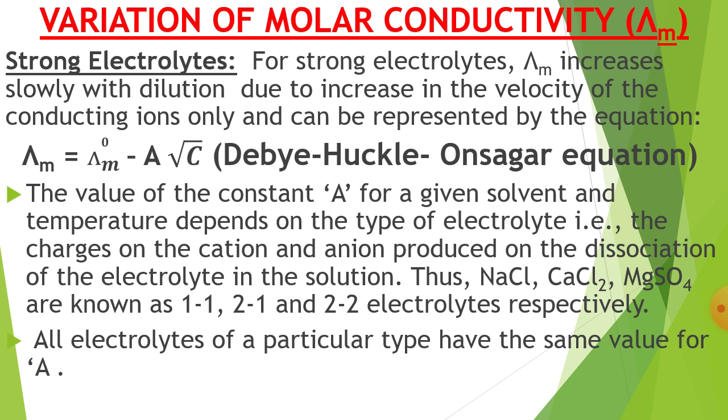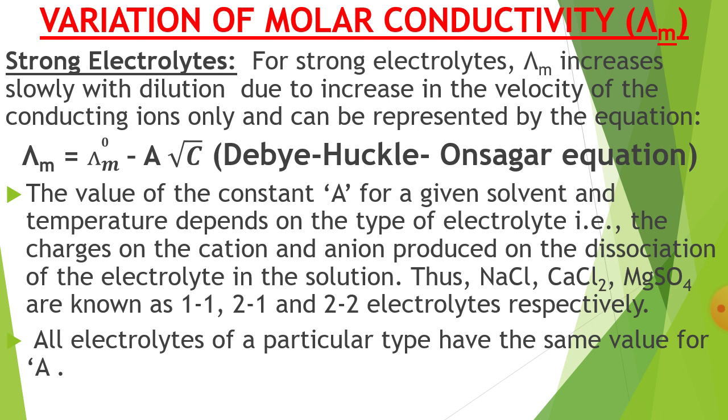So here one formula is given to calculate the molar conductivity. Lambda m equal to lambda naught m, this is known as limiting molar conductivity, minus A, a constant, into square root of concentration. This formula is known as Debye-Huckel-Onsager equation.